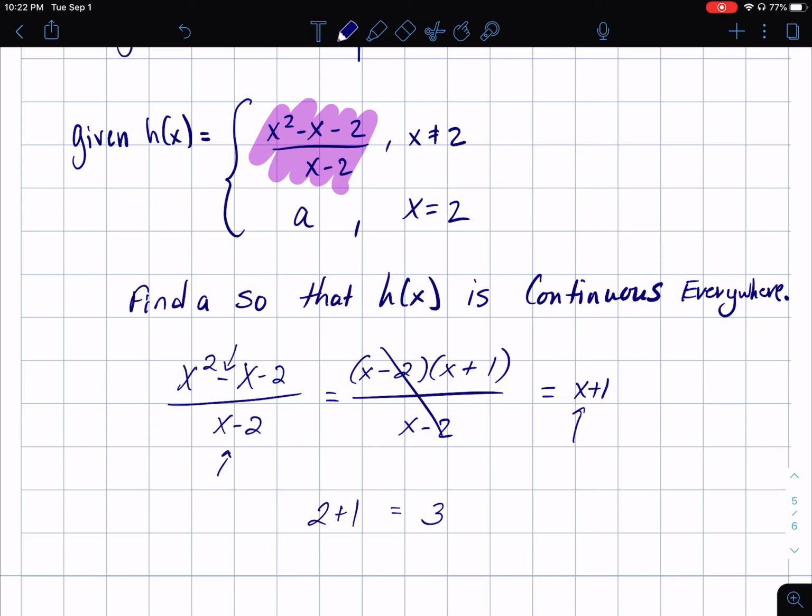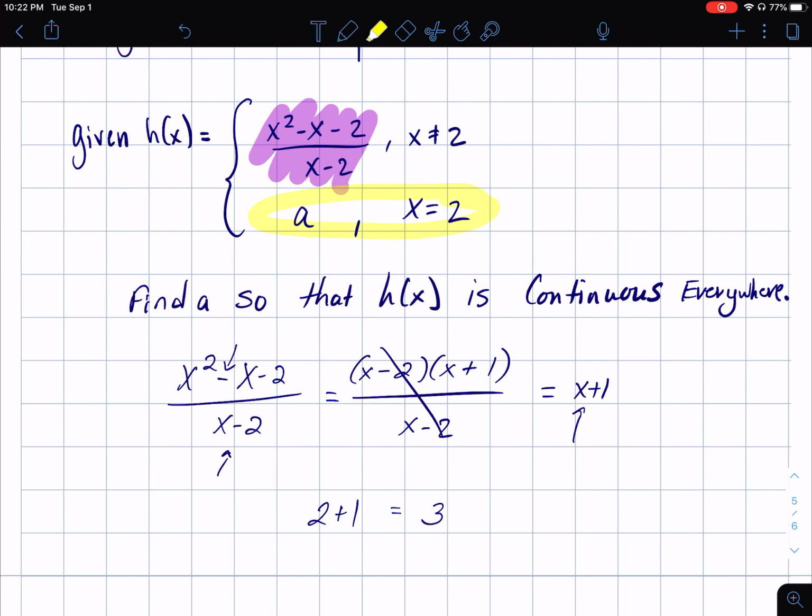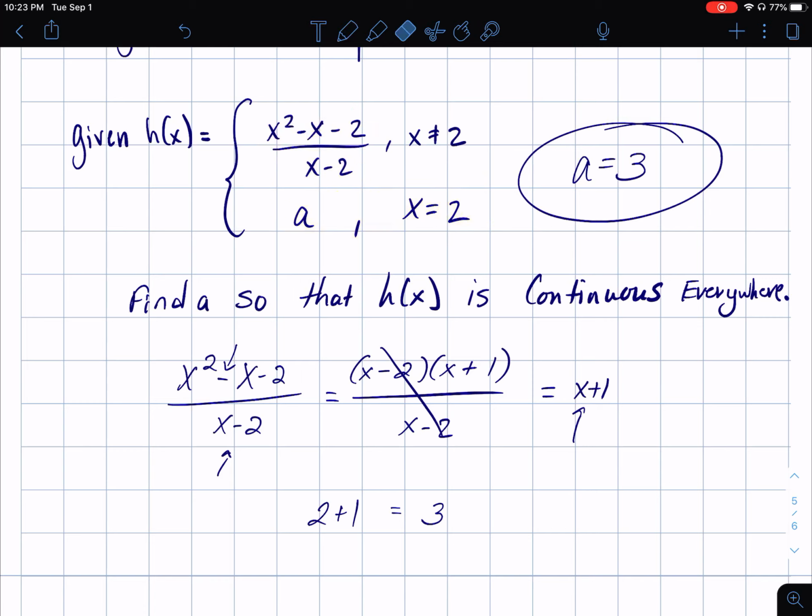So if I graphed this function, I would have a hole at the point 2, 3. And so the whole point of adding this right here is to plug that hole. So if a is equal to 3, then suddenly that graph is not discontinuous anymore because it has become a piecewise function.